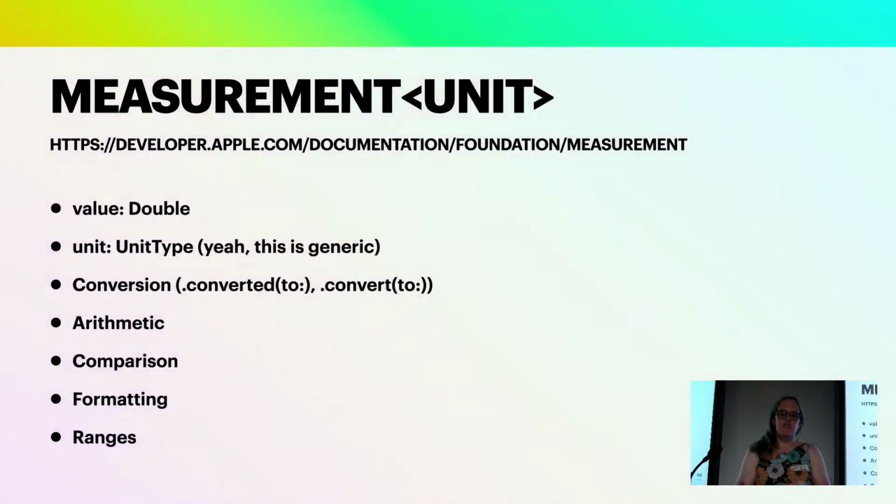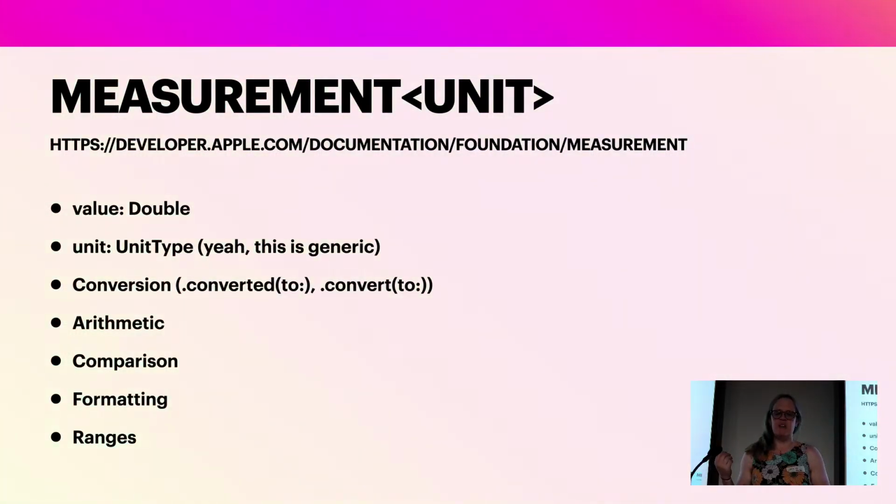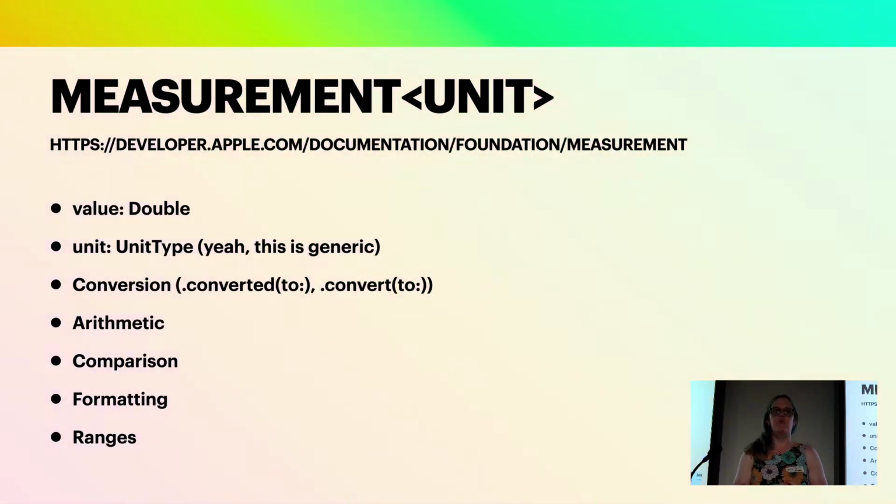What can you do with a measurement? You've got a value there. That value is a double. That's your raw number. You've got the unit, which is a unit type, the generic part of it. You can also do things like conversion. So converted to will produce you a new variable to use. Convert to will be there for changing the measurement in place.